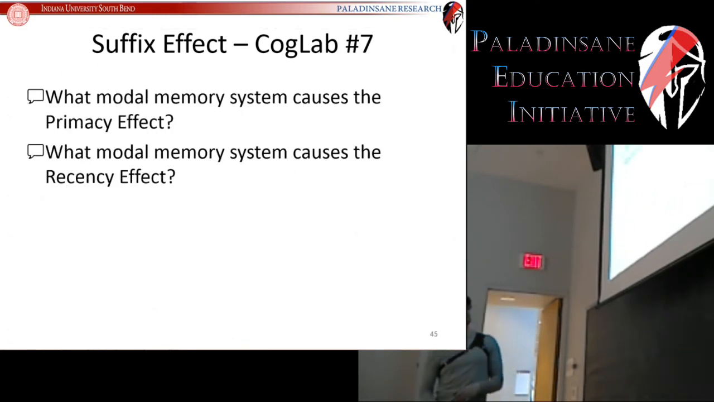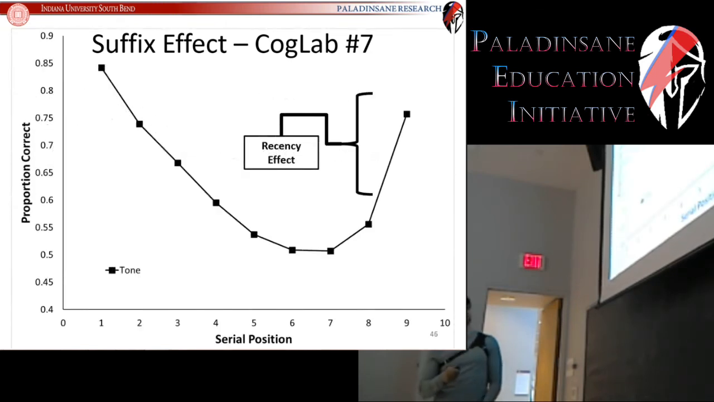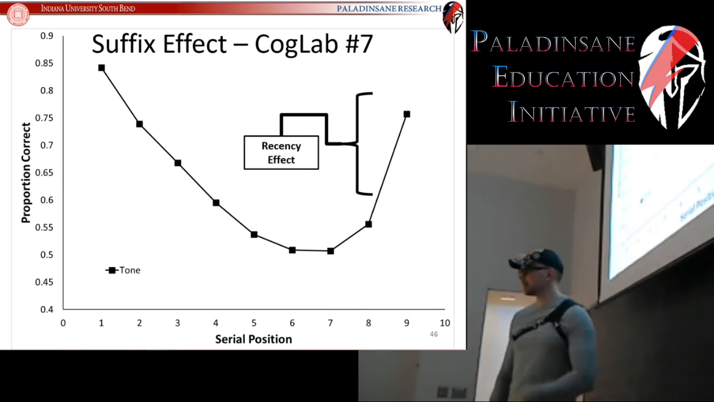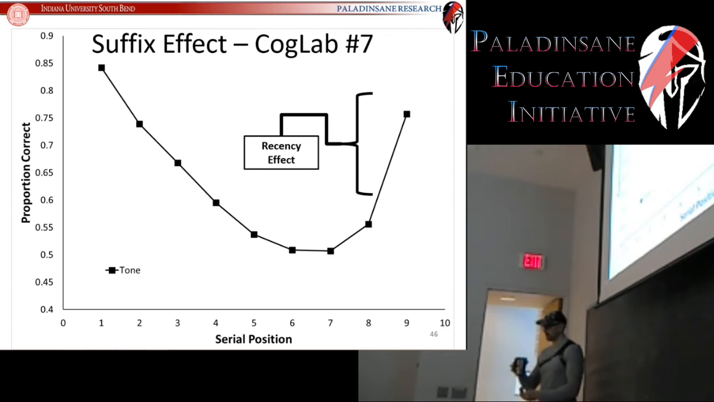All right, so what modal memory system causes the recency effect? What modal memory system might cause that last item to still be recalled at a very high rate? I'll give you a clue. As soon as the beep occurs, you can start recalling this information. So it does not take a long time between the beep and when you have to recall that information. You only have to recall it for a short term. There it is. Okay, so that one is probably underlied by your short-term memory system.